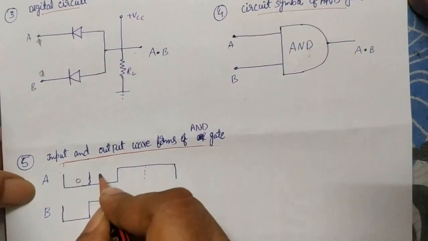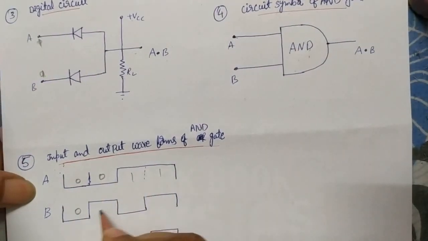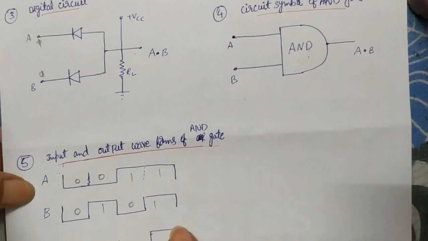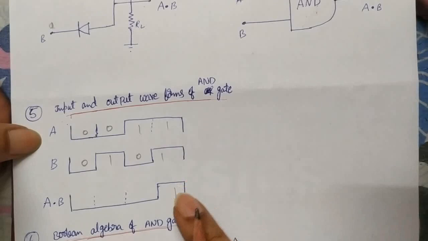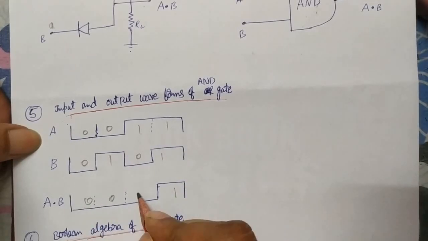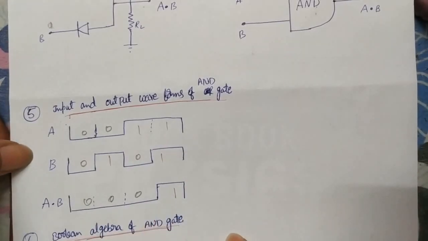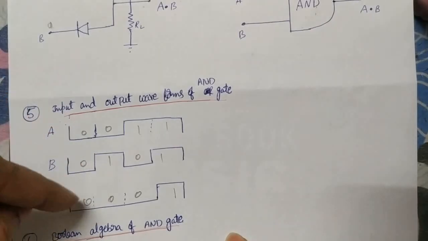So inputs 0 0 1 1 and 0 1 0 1. So what output do you get? When 1 and 1 are there, then only you get 1. Remaining, all are zeros only. This is the input waveforms, these two, and this is the output waveform.